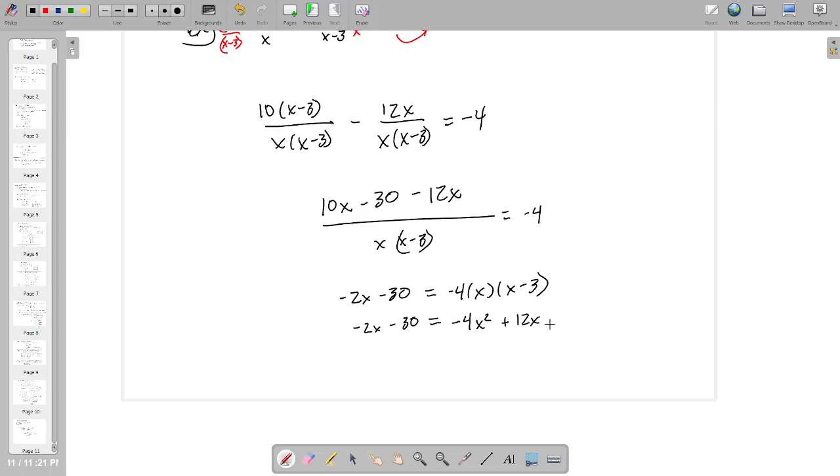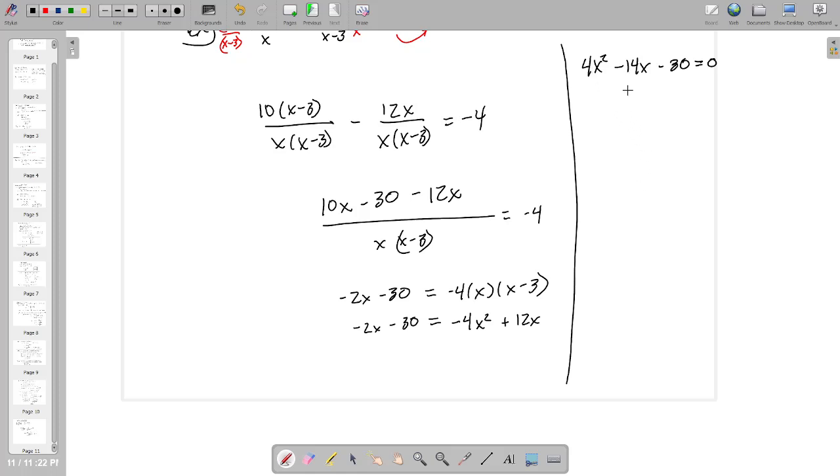Now what I'm going to do is get everything on the same side, because we need it in the form of ax squared plus bx plus c is equal to 0. So if I move everything to the left side, I end up with 4x squared minus 14x minus 30 is equal to 0. Now, you can factor if you want to, but what I'm going to do is use the quadratic formula.